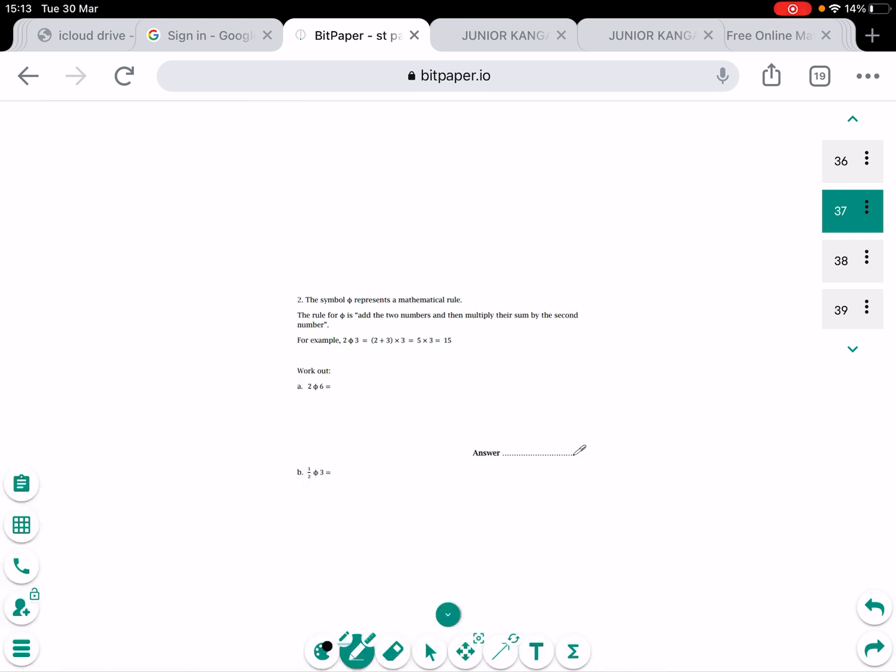For this question, it's these symbol questions. So for the first one, we can do 2 plus 6, which equals 8, and we times 6, so that equals 48. That's our first answer. And for B, I cut out the answer section accidentally, sorry about that.